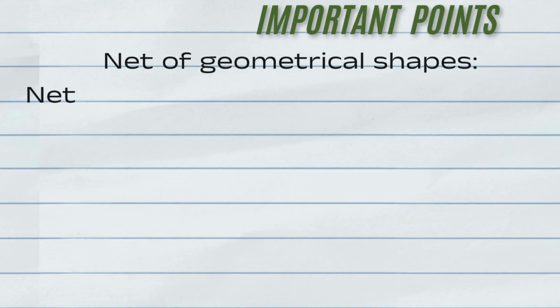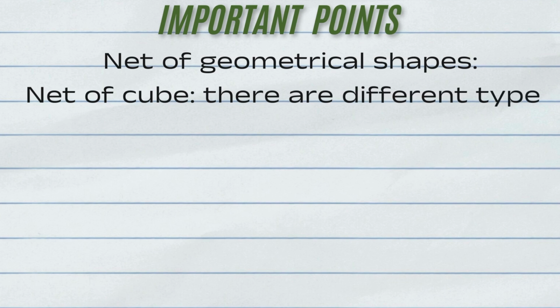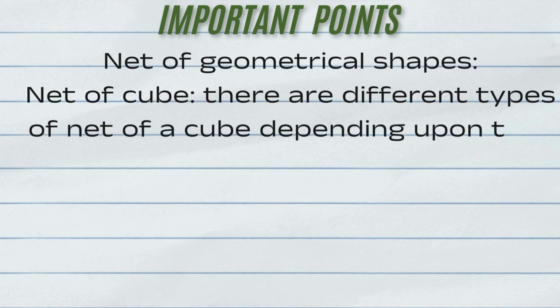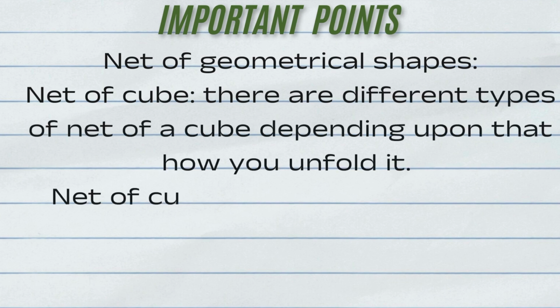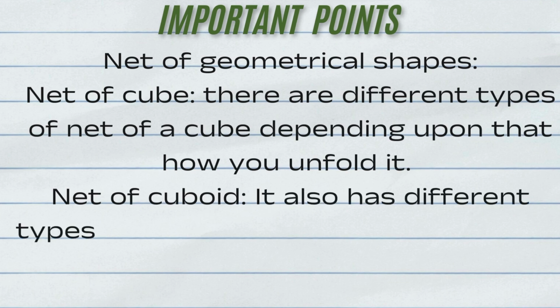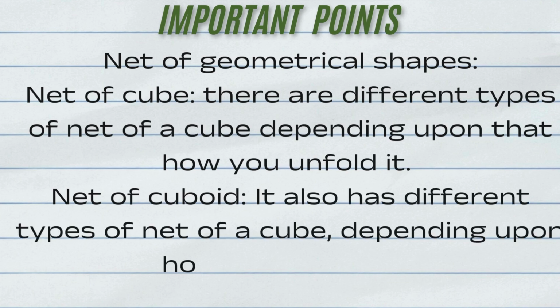Net of geometrical shapes. Net of cube. There are different types of net of a cube depending upon how you unfold it. Net of cuboid. It also has different types of net, depending upon how you unfold it.